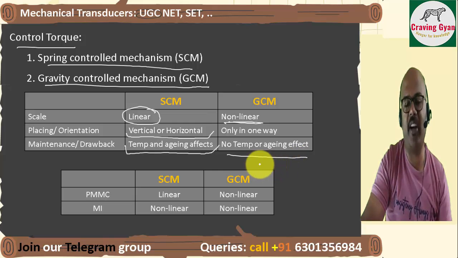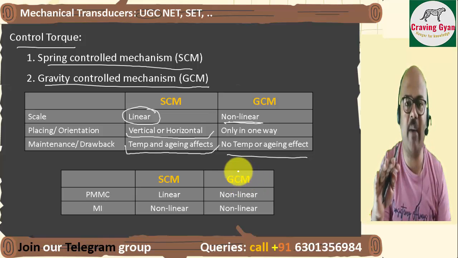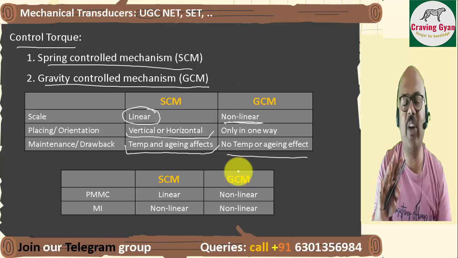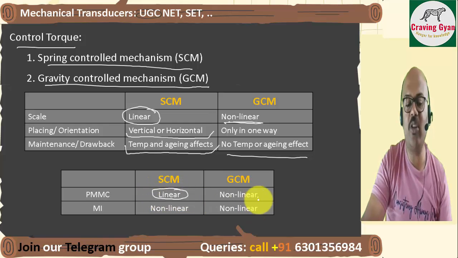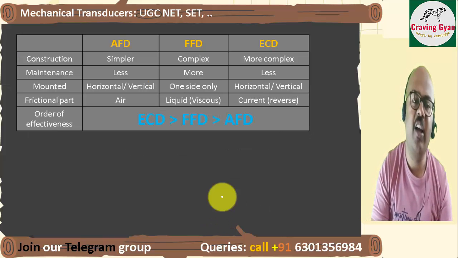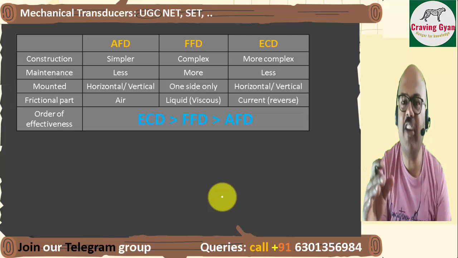Very, very important. In the case of the spring control mechanism and gravity control mechanism, you will have PMMC and you will have MI. What scale is it going to exhibit? Very, very important. In the case of PMMC, that too in the spring control mechanism, the scale will be linear. In other cases it will be non-linear. For MI, it will be completely non-linear. Very, very important. Right? What PMMC and MI mean, each and everything we shall discuss in the further slides.